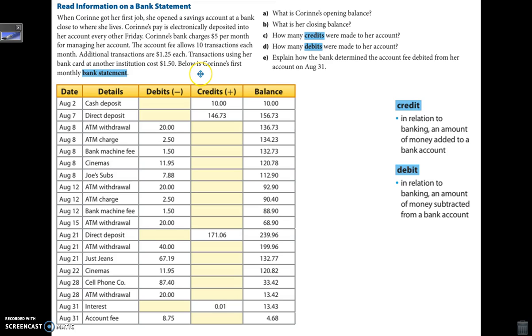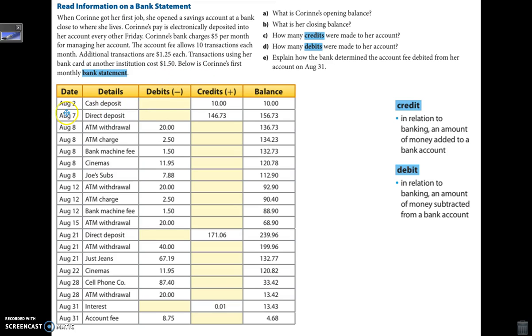Coraline's pay is electronically deposited into her account every other Friday. The bank charges $5 per month for managing her account, so that's the cost. And the account fee allows for 10 transactions each month. Additional transactions are $1.25. Transactions using her bank card at another institution cost $1.50. So below is her bank statement.